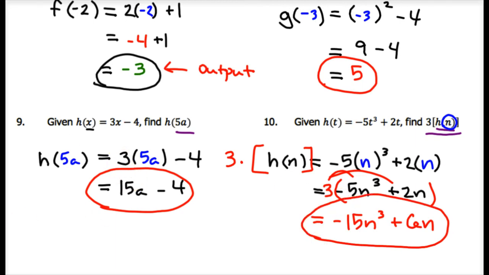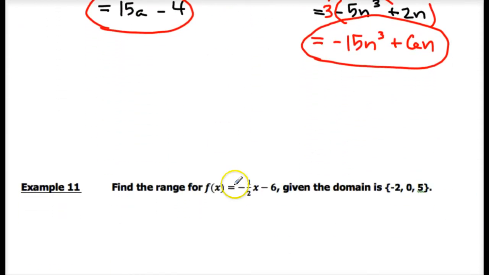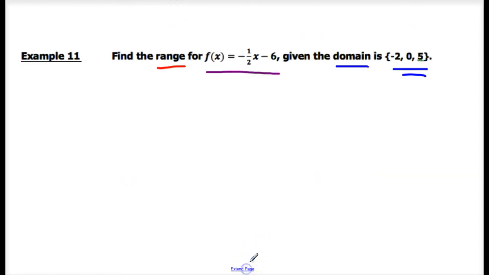Okay, my final example I have for you is another function rule. This one is f of x equals -1/2 x minus 6. And this time I'm giving you a domain, a list of domain values. Those values are -2, 0, and 5. And what I want you to do is find the range for this function right here. Well, if I give you a set of domain values, I'm just giving you a set of input values. So all that means is you're going to take each of these input values, substitute them into the function, and give me their corresponding range values, or the outputs.